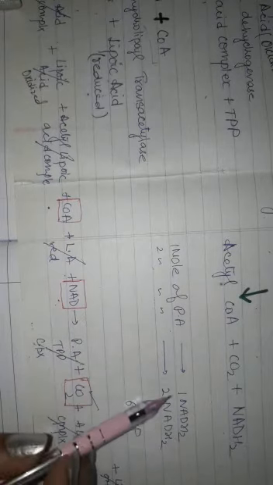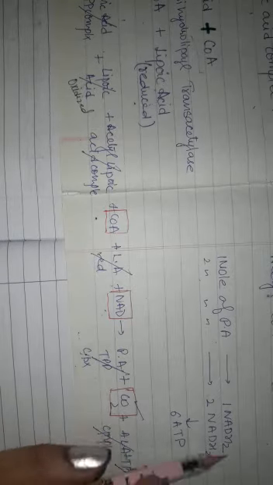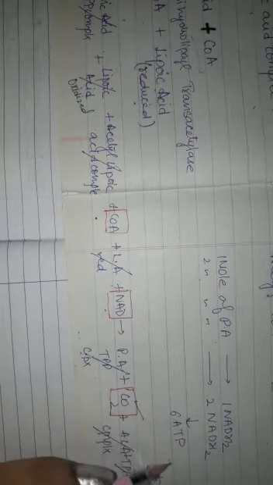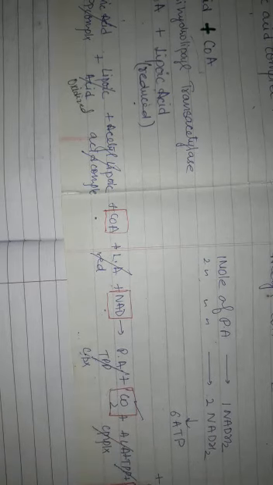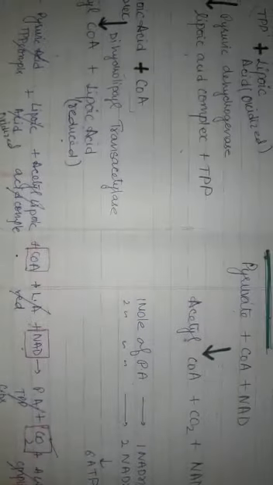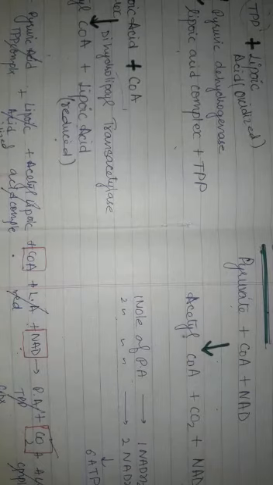So what is released in this process? 2 molecules of NADH2 are released, which will yield 6 molecules of ATP, as 1 molecule of NADH2 releases 3 molecules of ATP. So what is the total? That is, 6 ATP are produced. So this is the formation of acetyl coenzyme A.